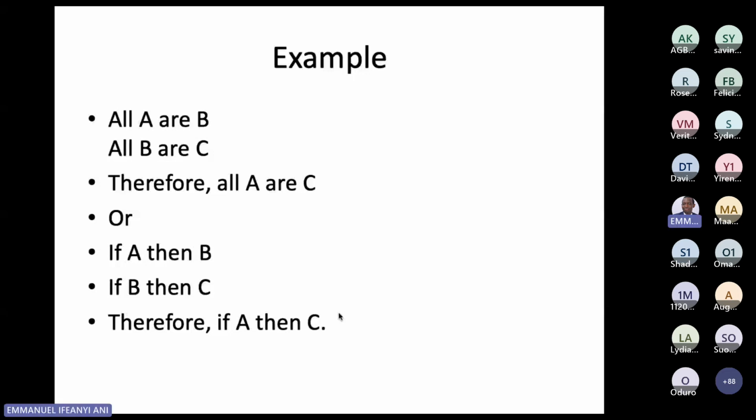Look at the conditional. If you're a Ghanaian, then you're an African. If you're an African, then you're a human being. Therefore, if you're a Ghanaian, then you're a human being.